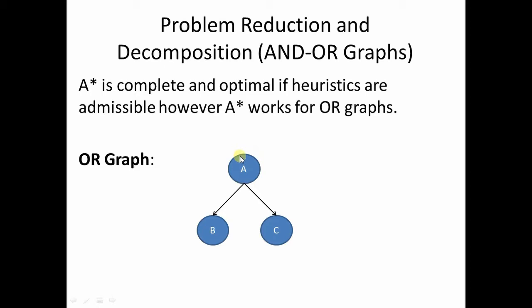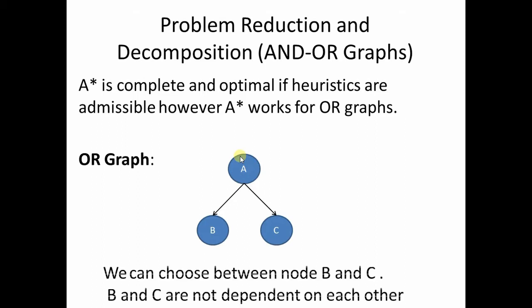Since the first unit started, all the state spaces and all the graphs we have come across are OR graphs. The A-star algorithm that we saw in the last lecture is the best algorithm for a state space which contains OR graphs. But then there is also something called AND-OR graphs.